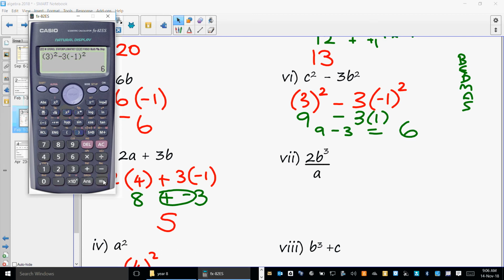Can I do the next one? Sure. And then can I do the last one? Sure. Actually, can I do the last one? No, I'm going to do the next one. Okay, just 2 left.